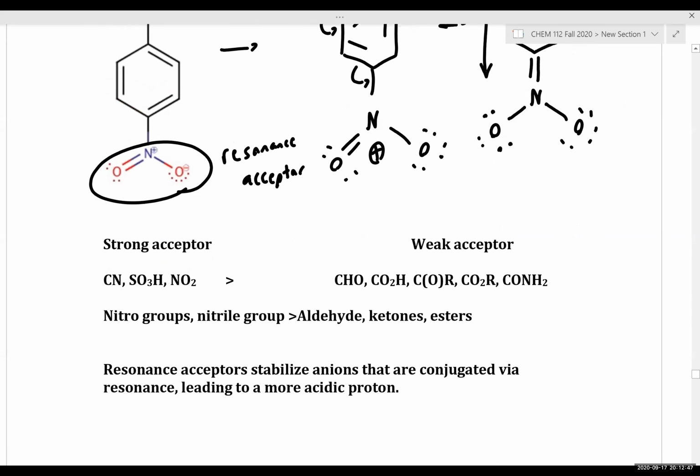So, strong acceptors would be nitrile, sulfate, nitro groups, while weak acceptors are aldehydes, carboxylic acids, ketones, esters, and amines. Resonance acceptors stabilize anions that are conjugated via resonance, leading to a more acidic proton.